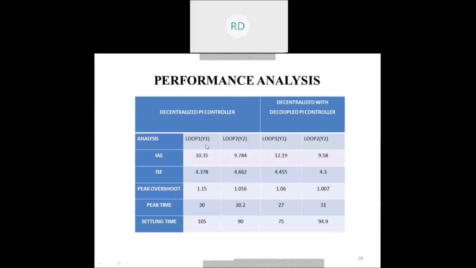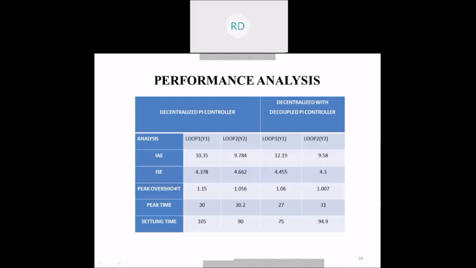When I'm taking loop 1, it is nothing but output 1. For IAE, we got 10.85. This is your decentralized PI controller. For decentralized with the decoupler, I'm getting 12.19 and then 9.58. When you are taking error, the decentralized PI controller is better than with the decoupler. Then when you are taking integral square error, it is almost the same, but in loop 2, output y2, which is 4.62, here it is 4.3, it is minimized here.